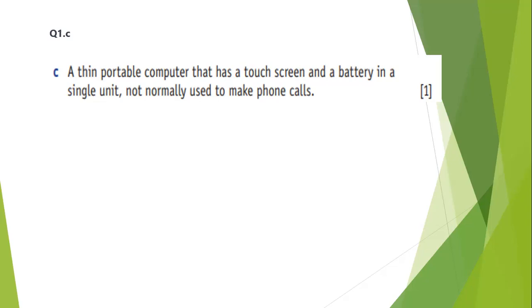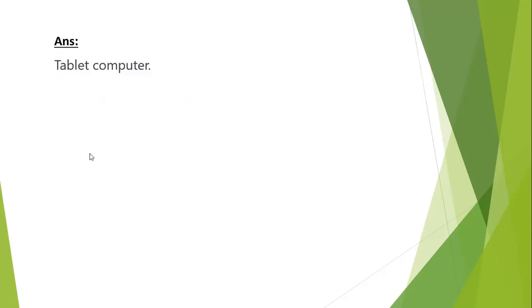I think it's either a laptop, or a touchscreen laptop, or a tablet. No, it's only tablet. It says a thin portable computer. A laptop is not thin portable; it's portable but not thin. And it says it has a battery in a single unit. So basically, it's a tablet computer. Okay, so you can see. Now next one.